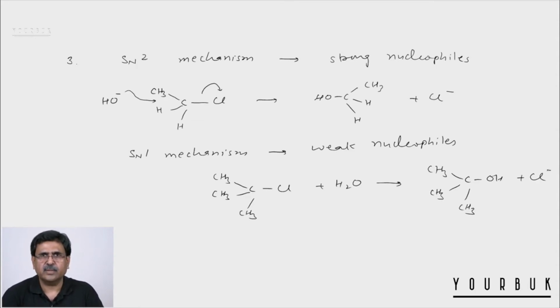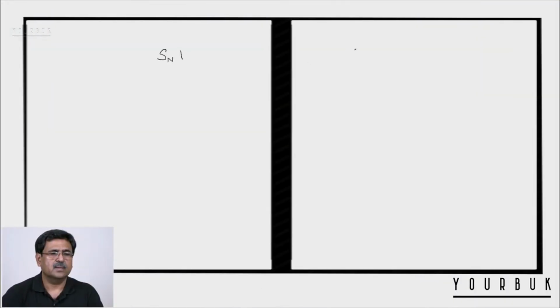So there are a number of factors on which the mechanism depends. Now we will write the differences between the SN1 and SN2 in tabular form. Now this is SN1 and this is SN2. So we'll try to compile the important points about SN1 and SN2 in tabular form.